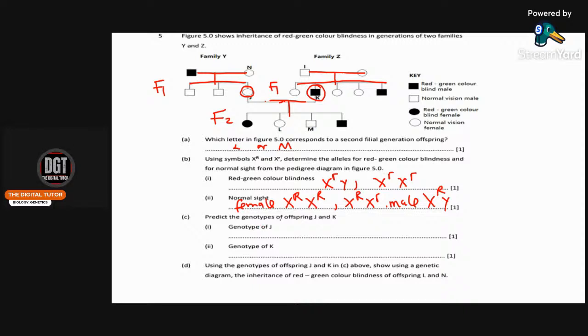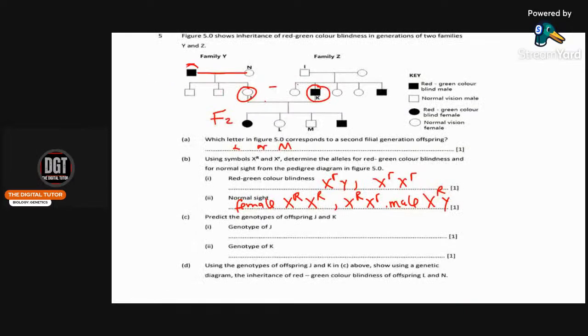Then predict the genotype of offspring J and K. Where is J? K is right here, then J is right here. Now, if this one is affected by hemophilia, which means this J is a carrier, then this one is completely affected. So J is going to be a carrier, XR Xr. But K is a male, and male never carries, so XrY. And of course, remember these are recessive. So these are the genotypes.